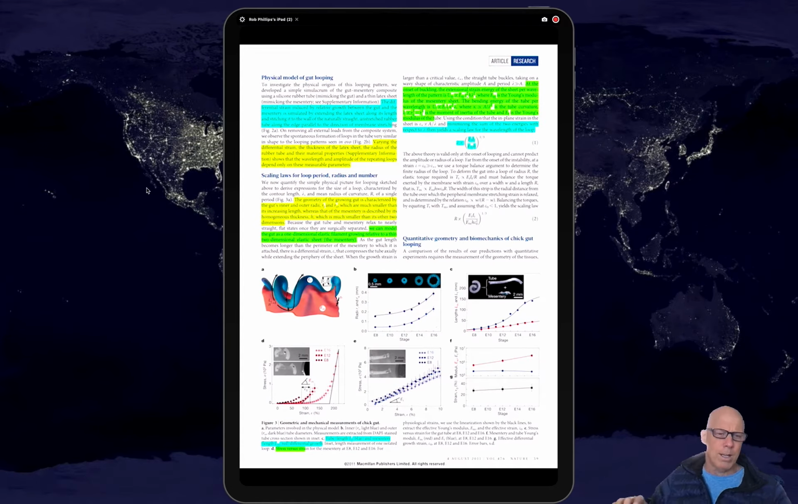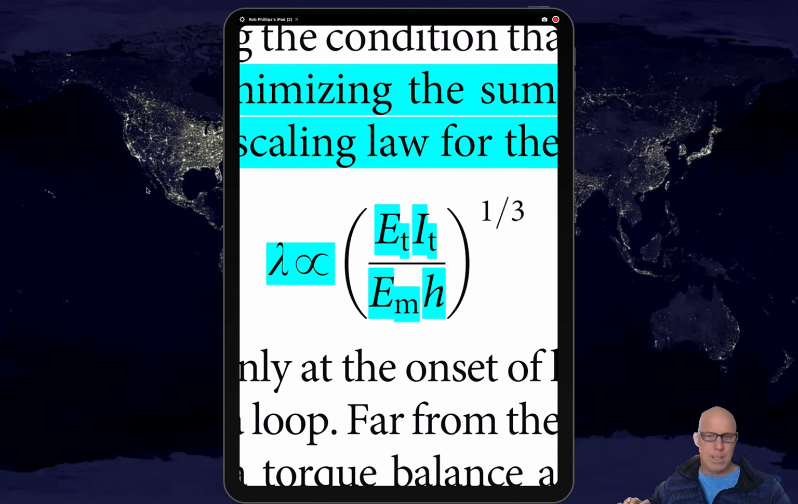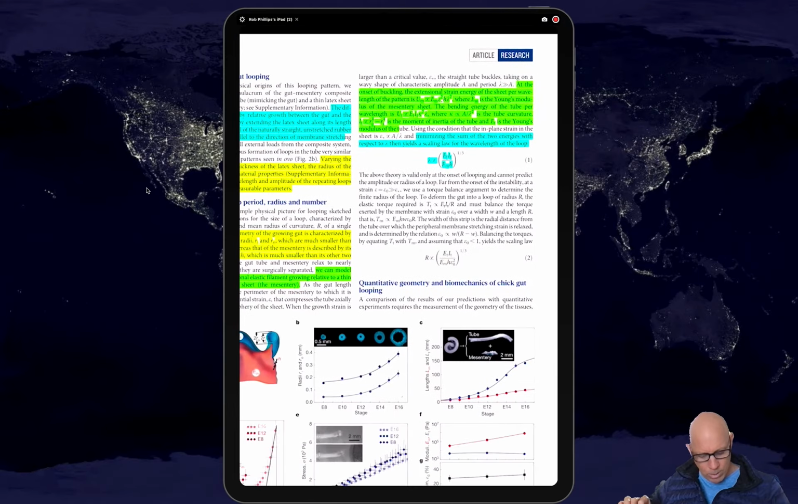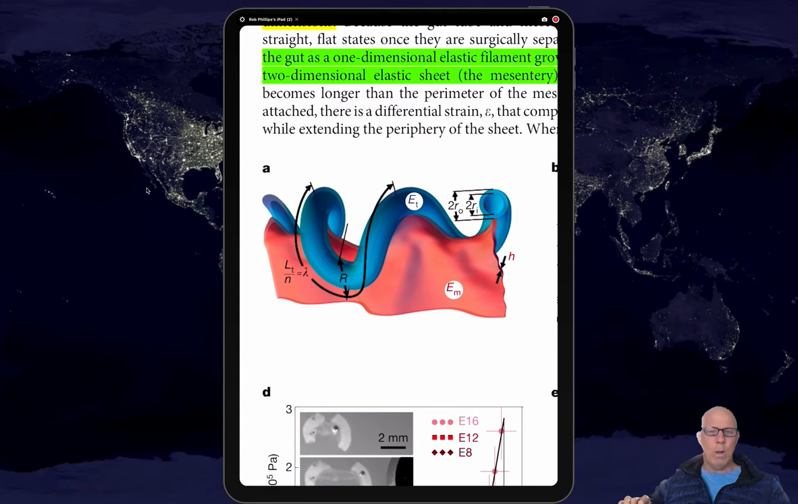So the bottom line is that there's all this hard work that's carried out to get the quantities that are going to show up in this equation, which I'm going to show you in a few minutes, which says that the wavelength of the instability is related to the Young modulus of the tube, the Young modulus of the mesentery, the areal moment of inertia of the tube, which is I, and then the thickness of the layer. So, we need to know all those things in order to use the theory, in order to compute quantities such as the wavelength of the gut bending and the amplitude.